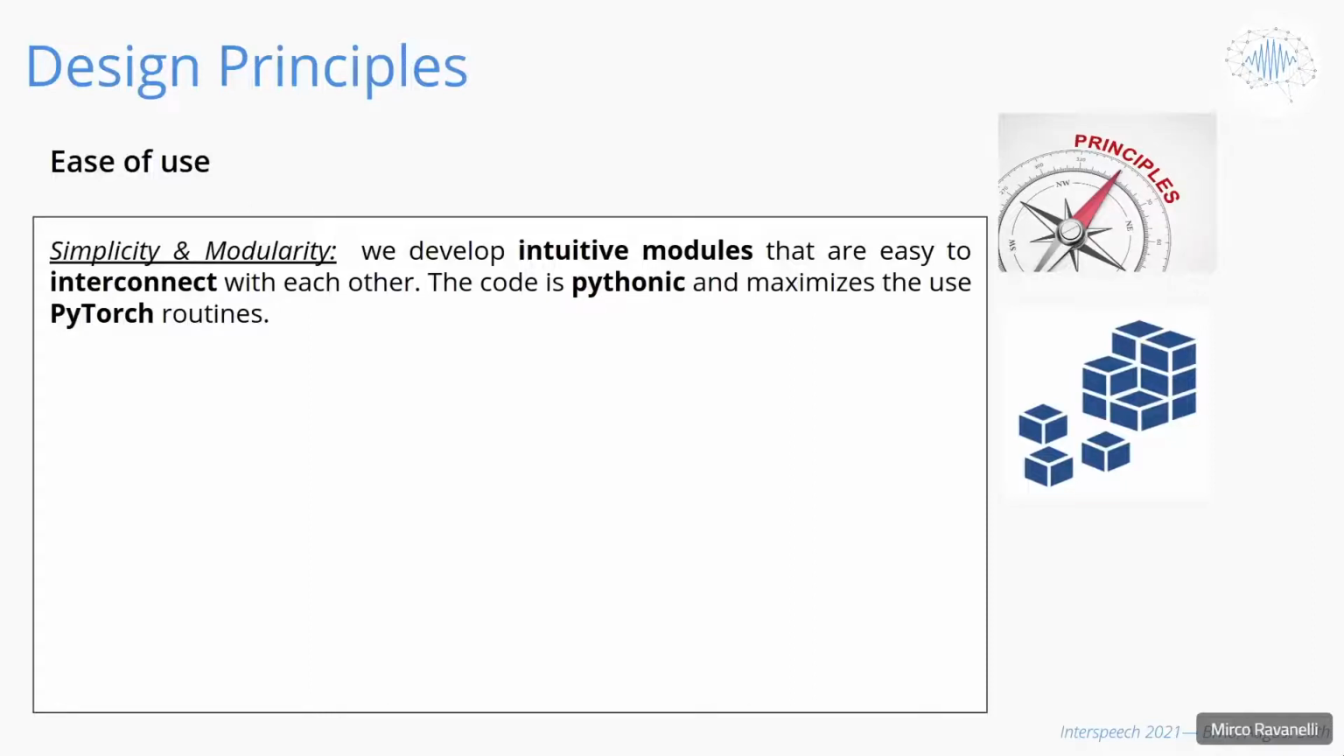We try to make the code very Pythonic and to maximize the use of PyTorch routines as much as possible, because with PyTorch we can decide to do computation on CPU, on GPUs, or we can also have support for automatic differentiation.